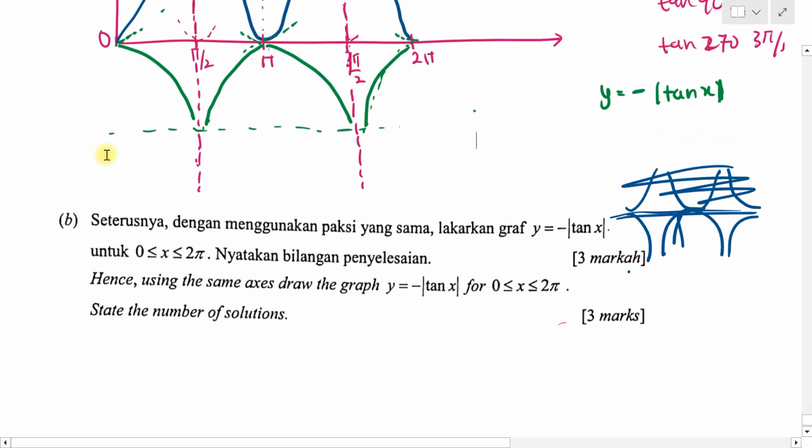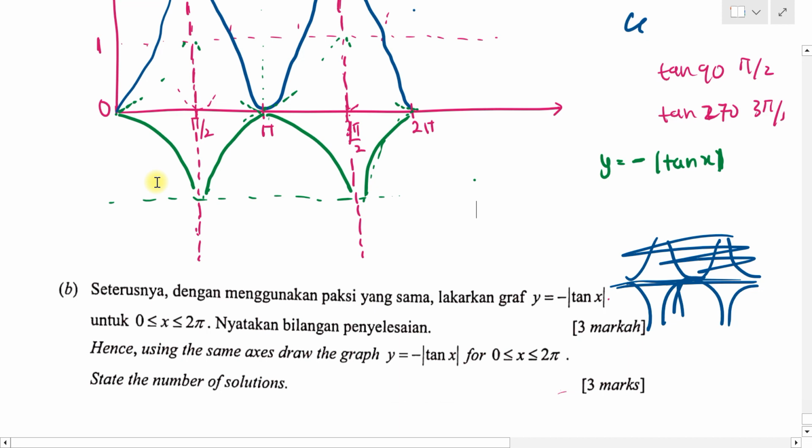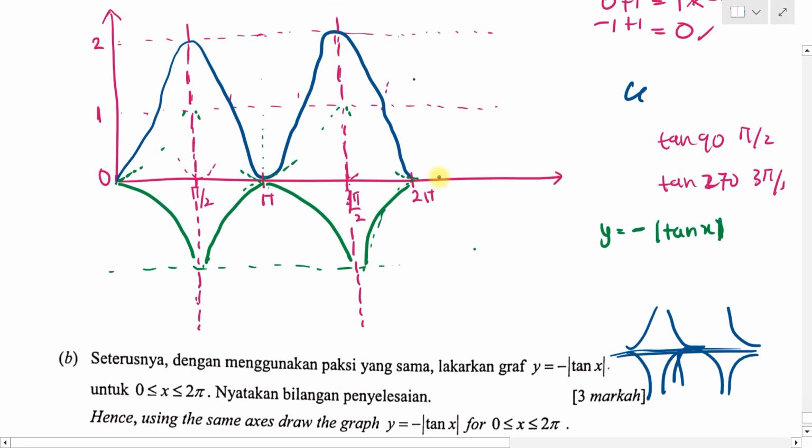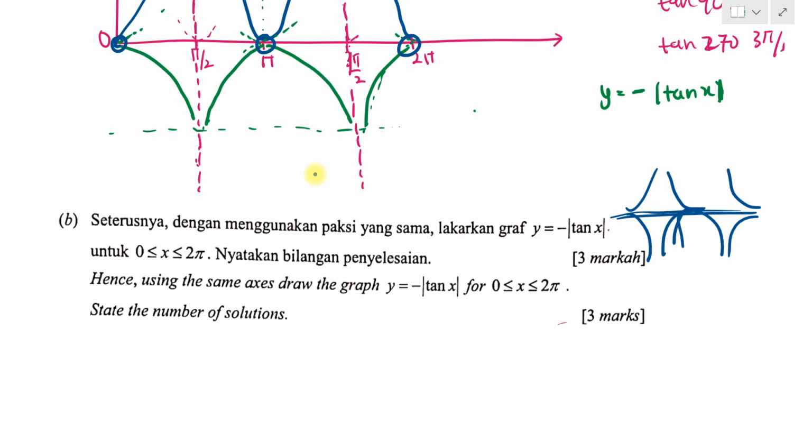Okay, and then state the number of solutions. So you can see it is intersecting at 1 position, 2 positions, 3 positions. So 3 solutions.